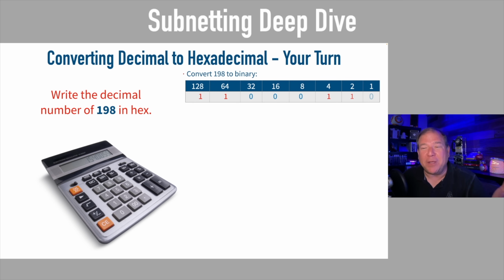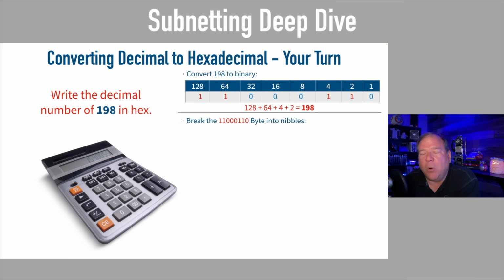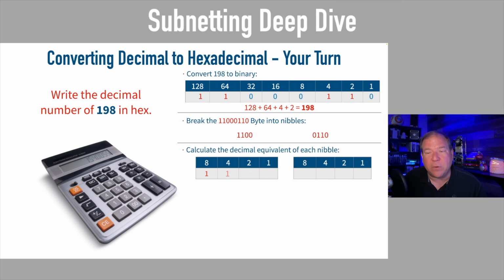I'm going to assume that you were able to convert 198 into binary, and it came out to be 11000110. We're going to take that byte and break it into two nibbles. 1100 is one nibble, 0110 is our other nibble. Let's convert each of those into decimal. 8 plus 4 is 12. 4 plus 2 is 6.